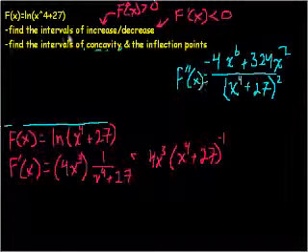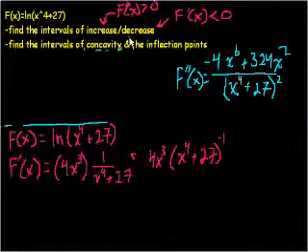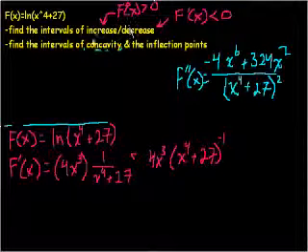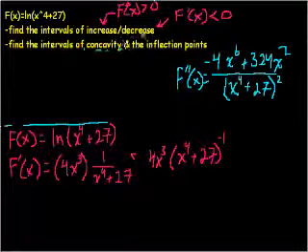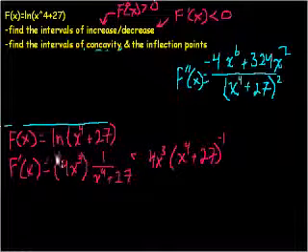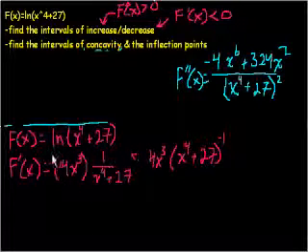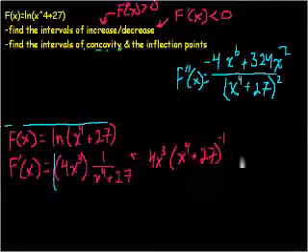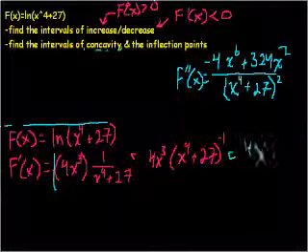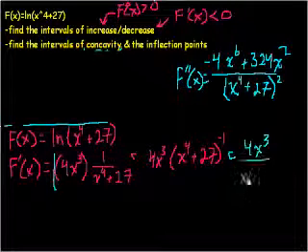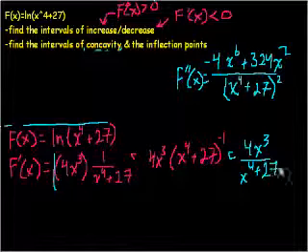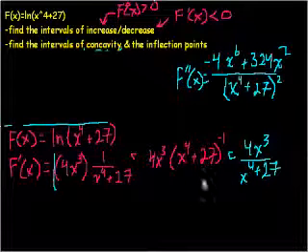So let's do the first parts. Find the intervals of increase and decrease. So essentially, where is the first derivative positive and when is it negative? So this is the first derivative, right? So when is this expression positive or negative? We could have also written this as 4x to the third over x to the fourth plus 27. When is this positive and when is this negative?